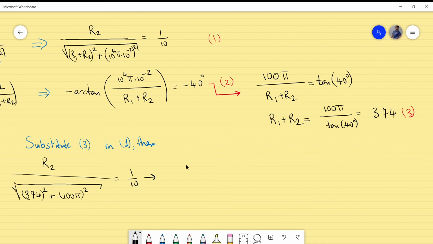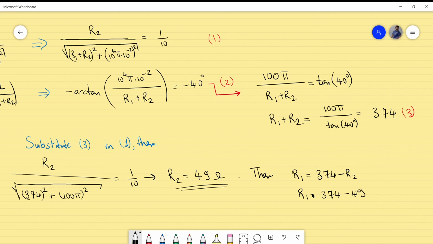So R2 will be given as 49 ohms, very close to 49 ohms. Because I already know the value of R2, and I have the expression for the summation of R1 and R2, then R1 is 374 minus R2, which is 374 minus 49. I have calculated already. That will give us 325 ohms, and that will be actually the last one.